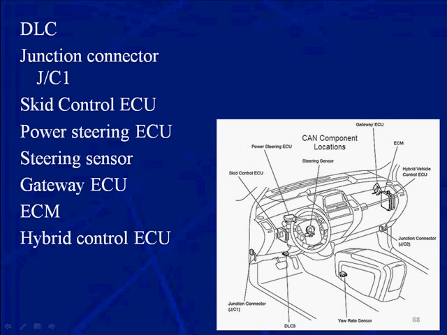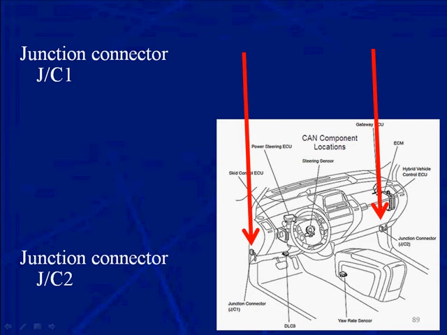Here we have our CAN component locating picture. You can see we have junction connector number 1, skid control ECU, power steering control ECU, steering sensor, gateway ECU, the ECM, that's the engine controller, the hybrid control ECU, and junction connector number 2. You can see those junction connectors are very important when it comes to testing.